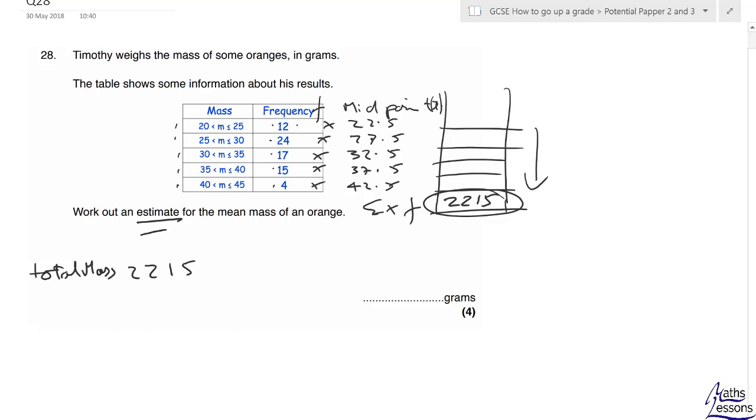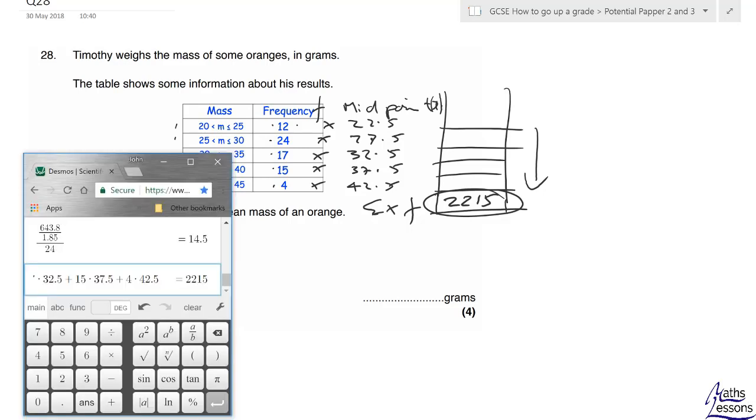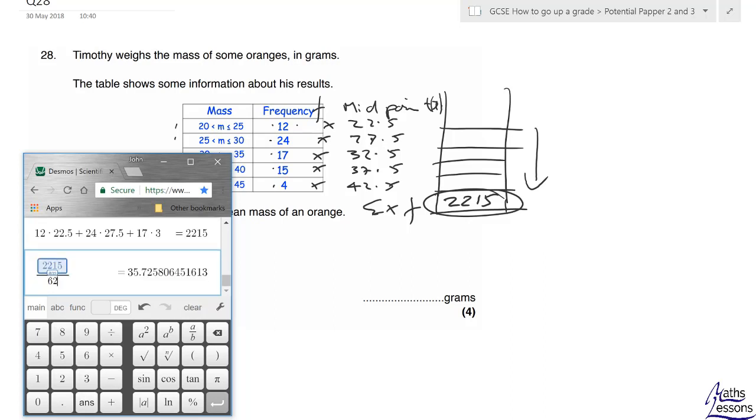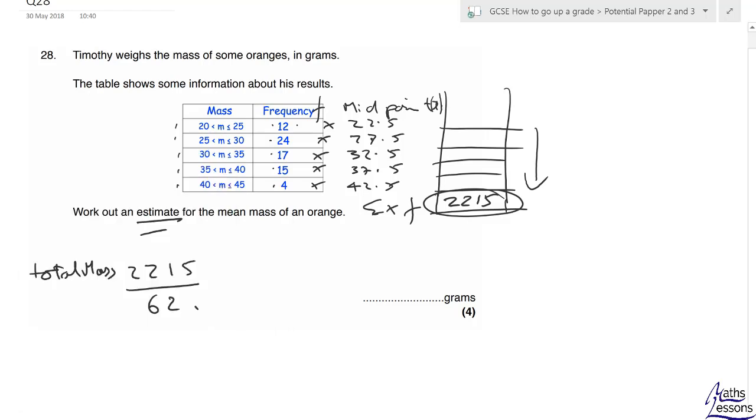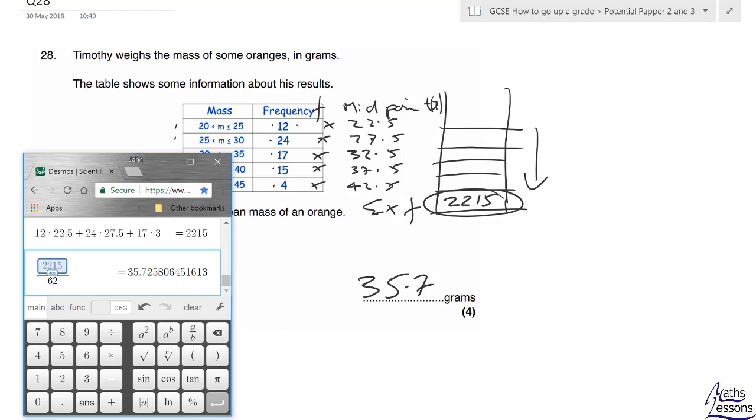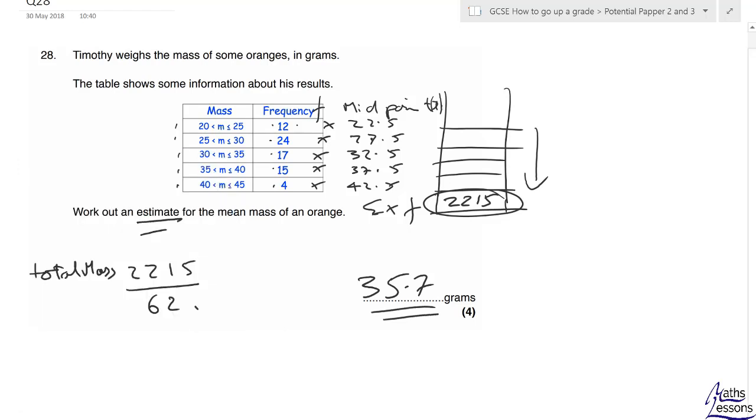This is how many oranges there are. There's 12 plus 24 is 36. What's that? 43, 53, 58. And 4 is 62, it would seem. Okay, I can gamble, that's right. I'm going to do answer divide by 62. And I get 35.7. Let's check that again. 35.7, that's correct rounding. So 35.7 grams for your average orange.